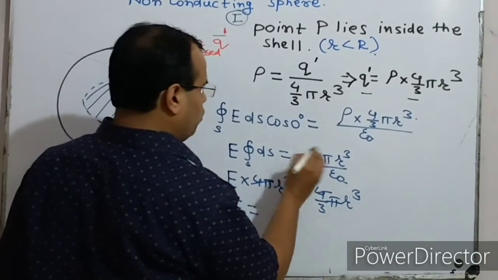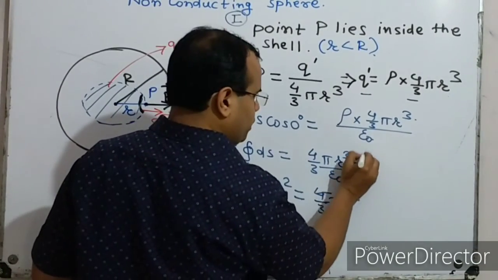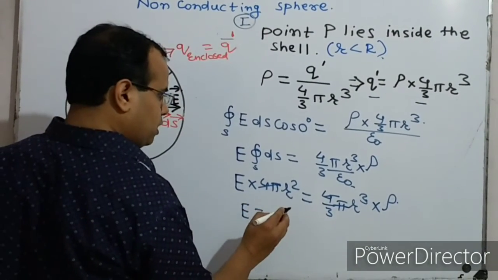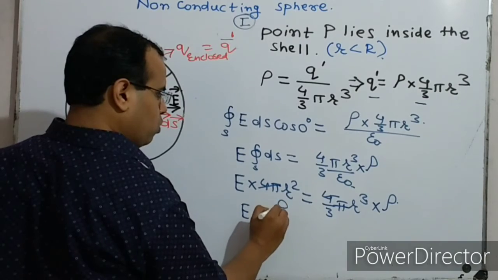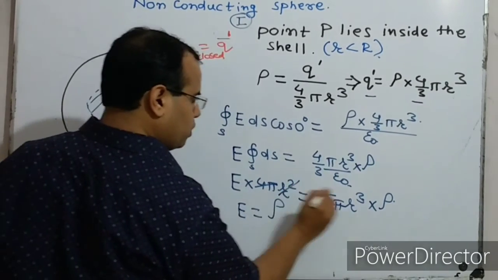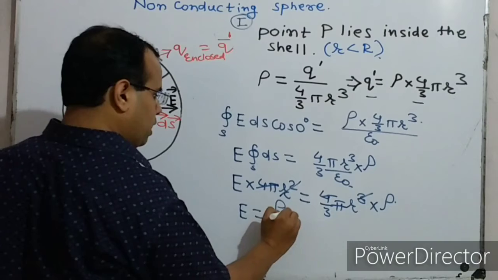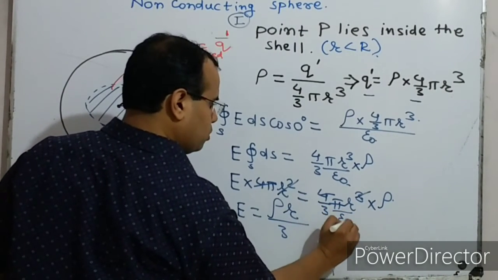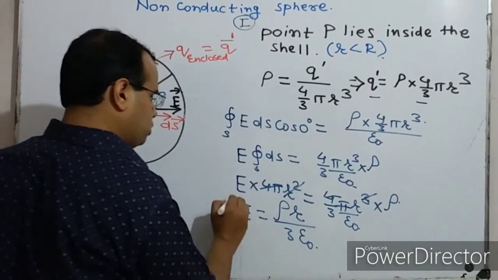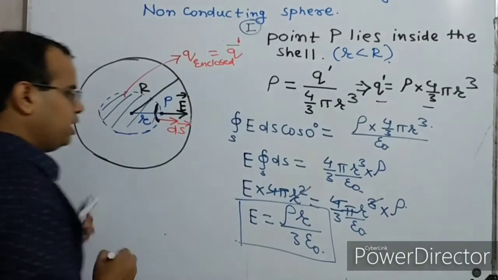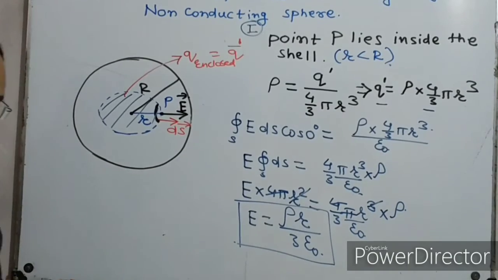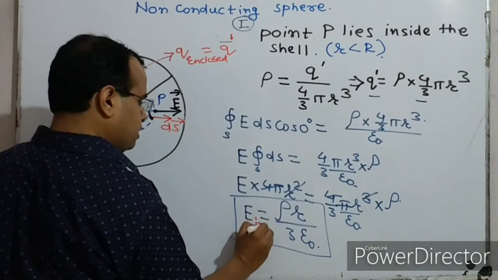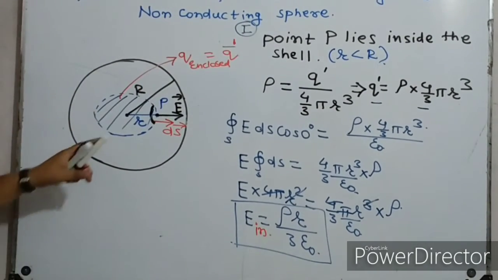I have not written rho here, right? So rho we have to write, then we have to write rho here also. Now what is left is rho, this r square and this are also cancelled, rho r upon 3 epsilon naught. This is the electric field intensity inside the solid sphere.